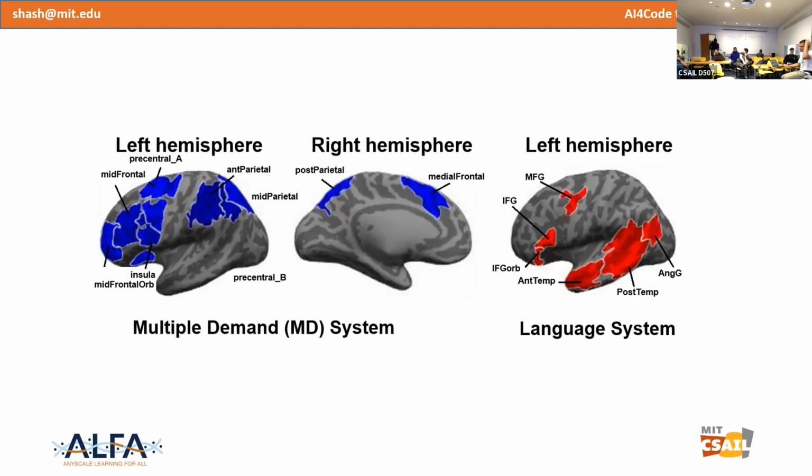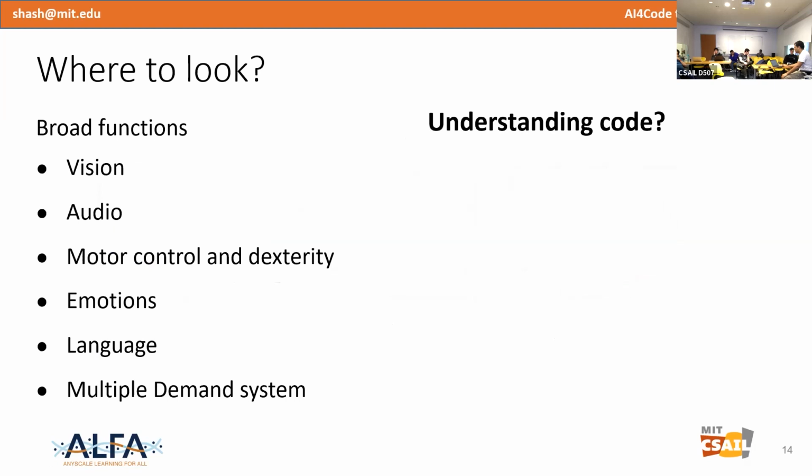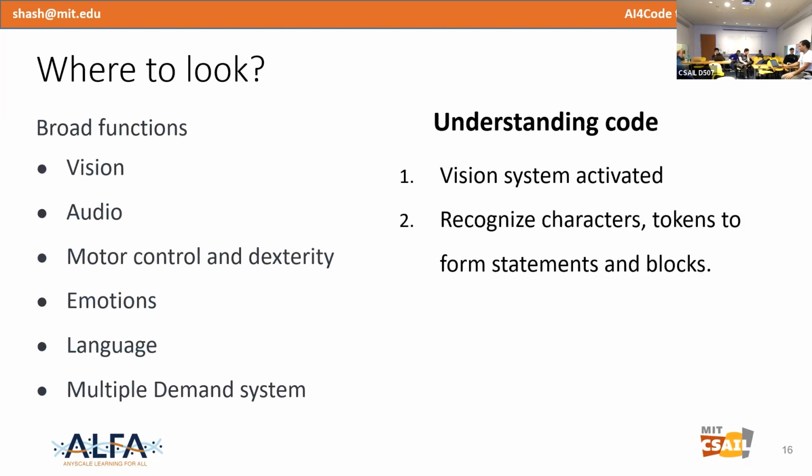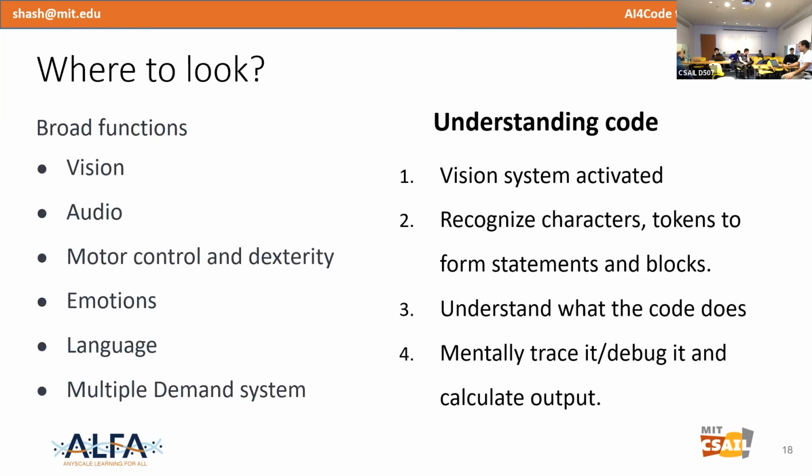And the multiple demand system is also on the left side, left and center. That's broadly the way to understand it. And the question is, what really is happening when we understand code? I've set the context up now as to why we are interested in understanding which brain system is involved in code. So these are the steps that I would imagine are involved in code comprehension largely.